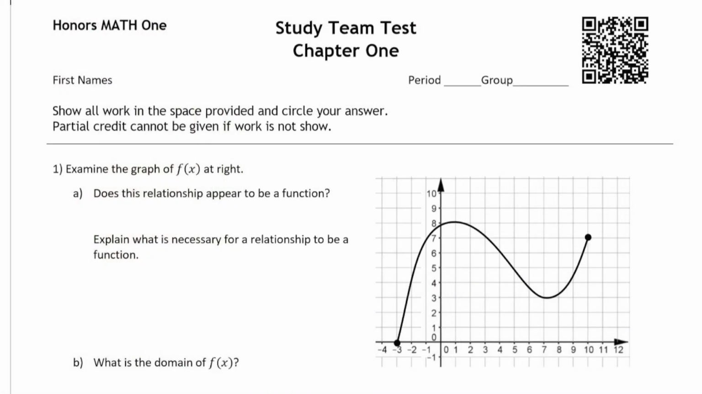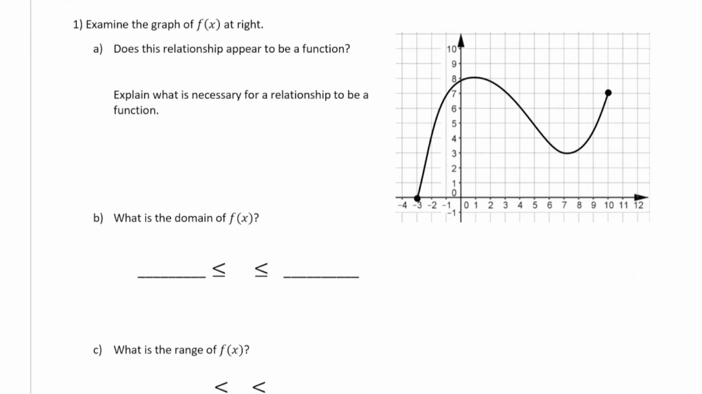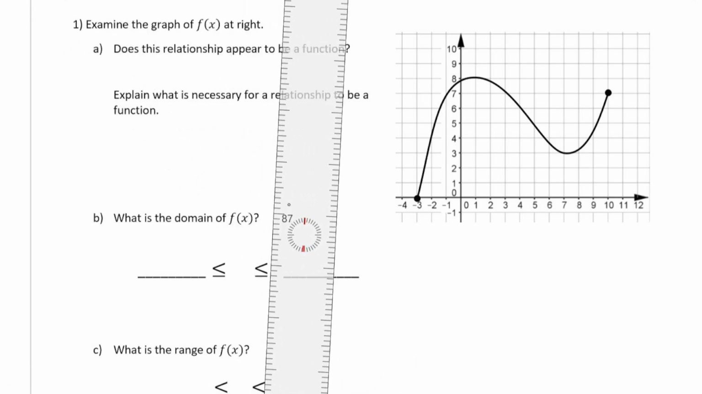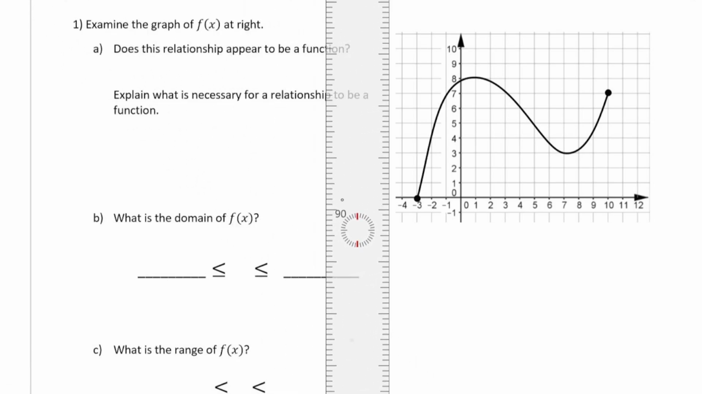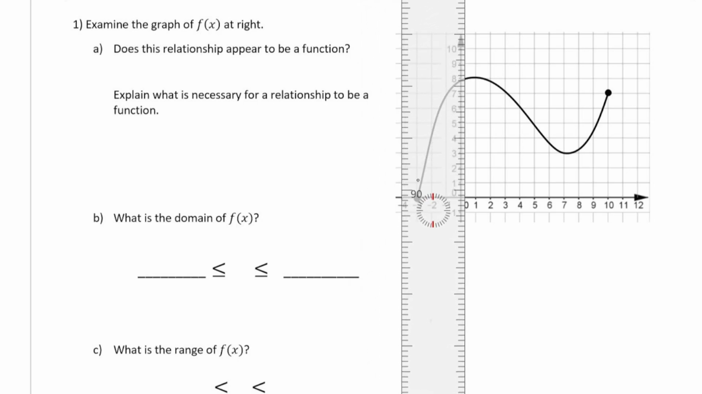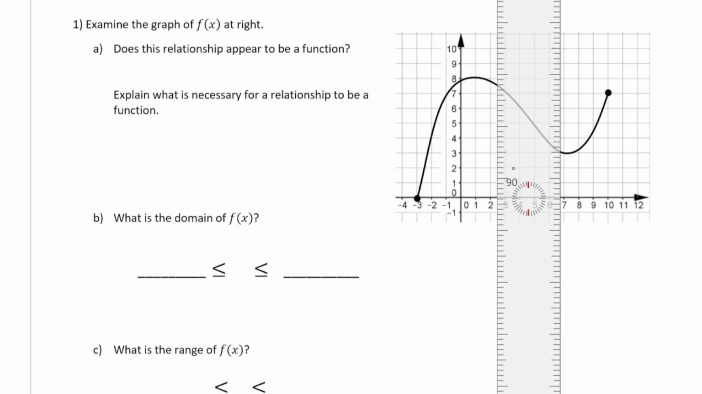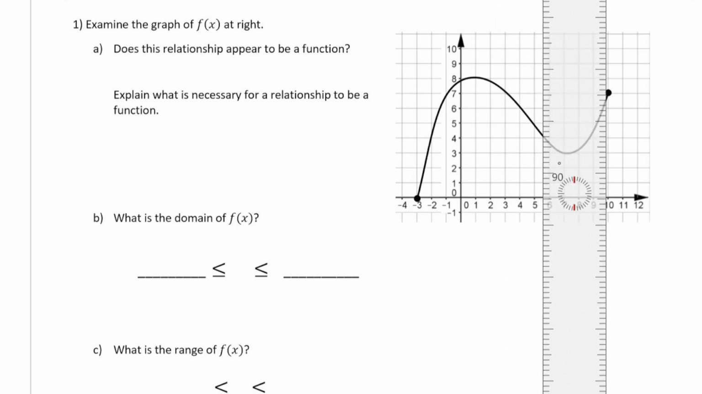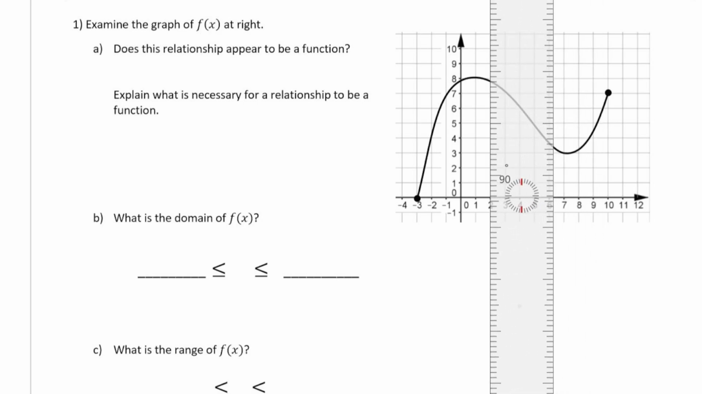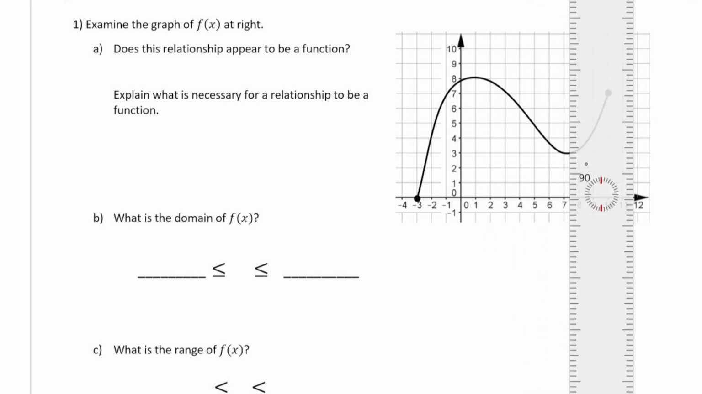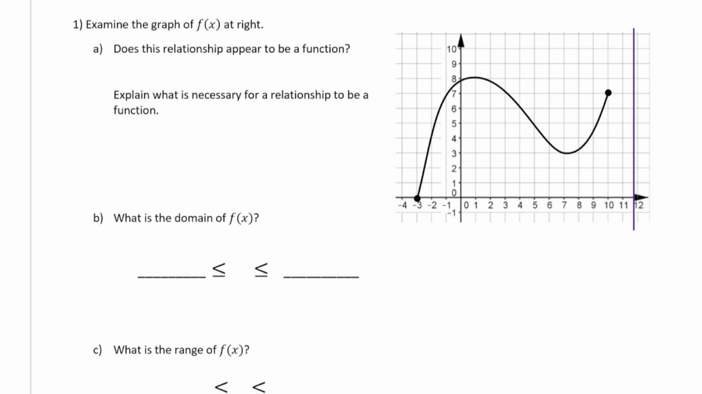First thing we're asked to do here is to examine the graph of the function f of x at right. Does this relationship appear to be a function? And we would have to say absolutely yes. If I consider just this leading edge of this line, as I go through here, we can see that at no point does an x value have more than one output. Every single x value that I could stop at has at most one output. And if you consider the 12 here, when x is 12, there's no output at all. So I would say, yes, this relationship does appear to be a function.